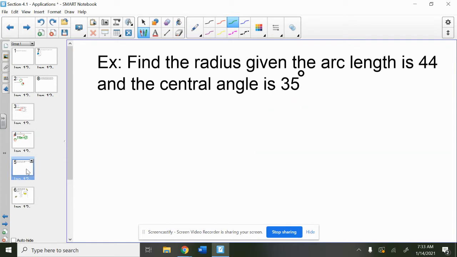Okay, find the radius given the arc length is 44 and the central angle is 35. So a couple things. This says find the radius, so that means I'm going to have to find what r is. It gives me my arc length is 44.